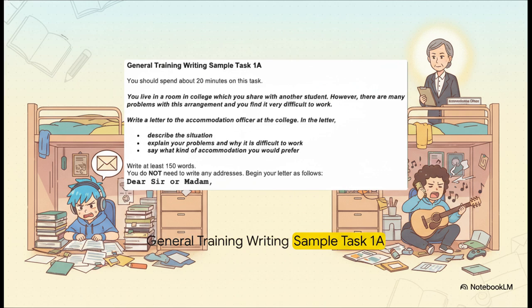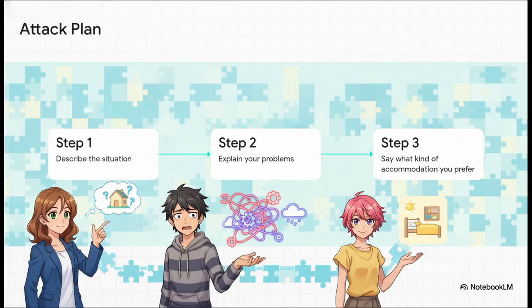Plus, we know immediately that this is a semi-formal or formal situation, right? Because we're writing to an official accommodation officer. Now, I really want you to notice those 3 bullet points in the prompt. This right here is your methodical attack plan. The best part? You do not need to invent a structure from scratch. They literally give it to you.